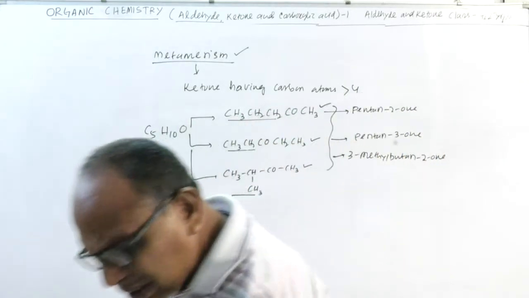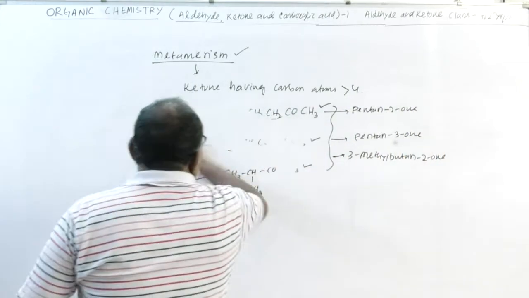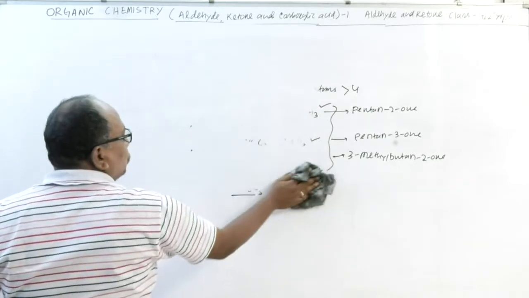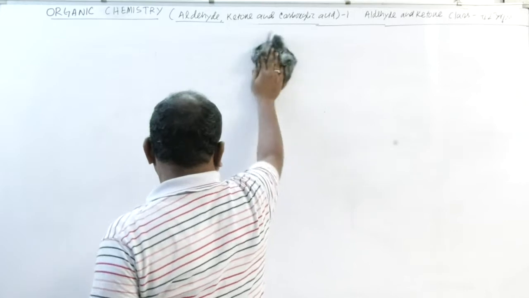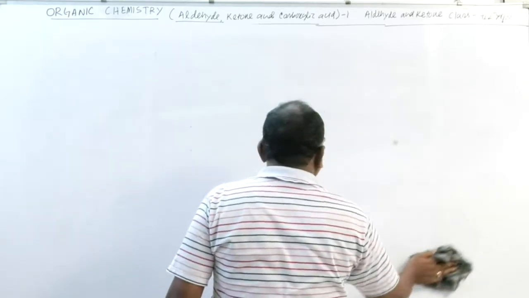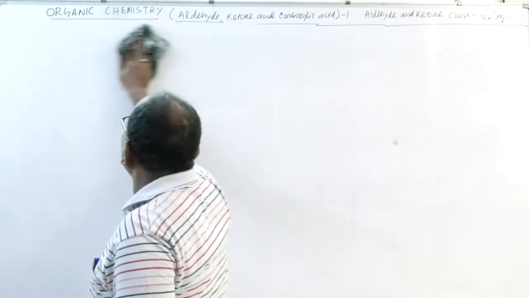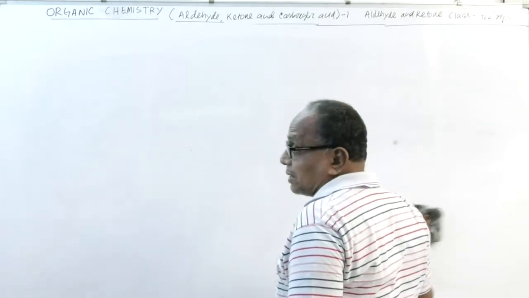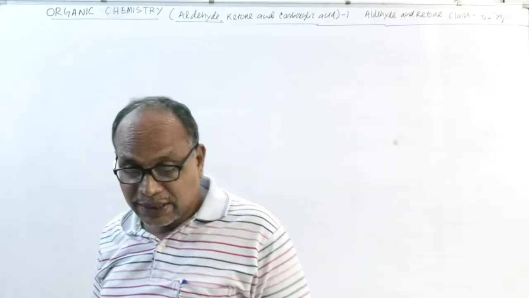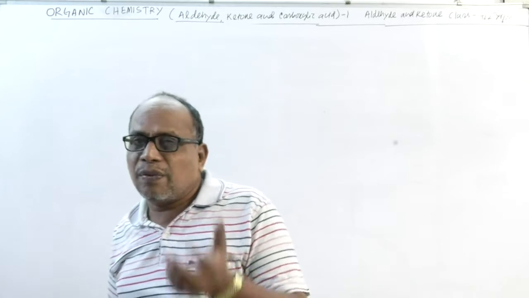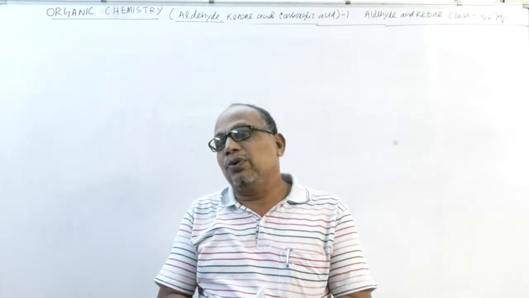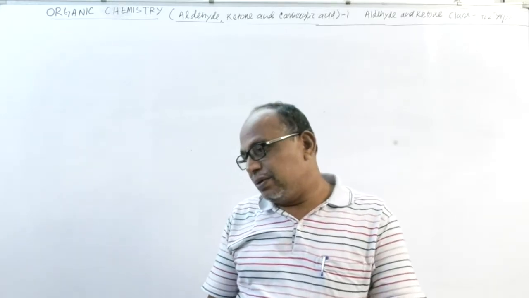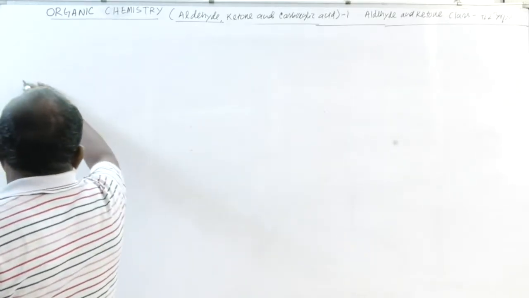Okay students, so many isomers are there, and aldehydes and ketones can also show tautomerism. In higher classes, tautomerism has two forms: one is called the keto form and the other is called the enol form. Okay, next come to the nature of the functional group.